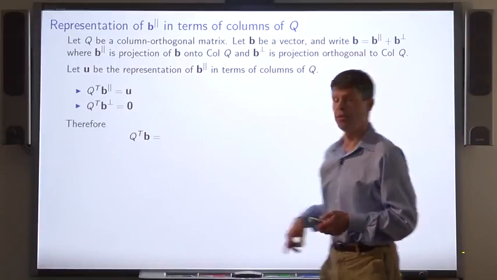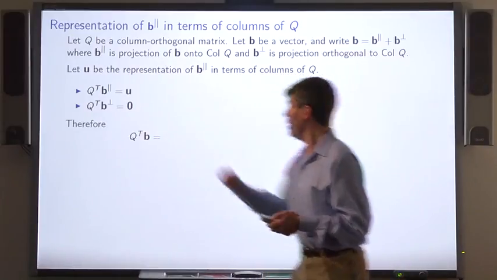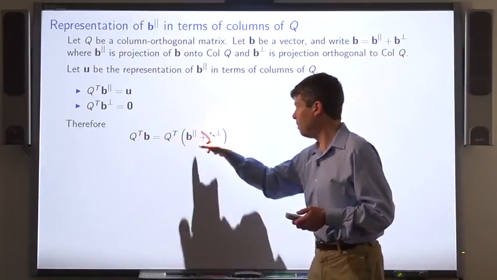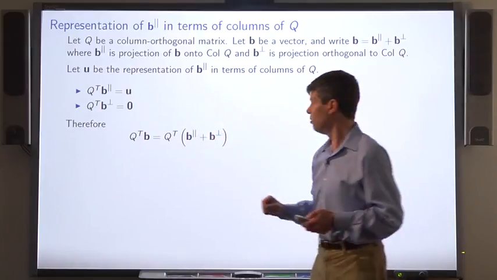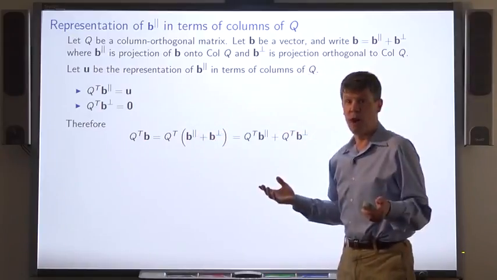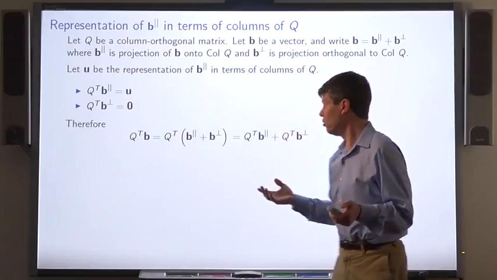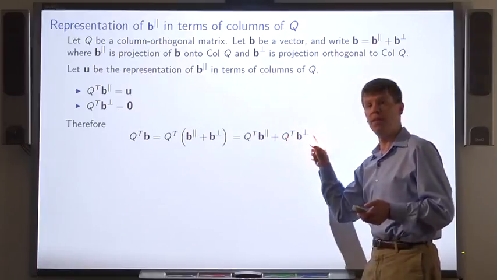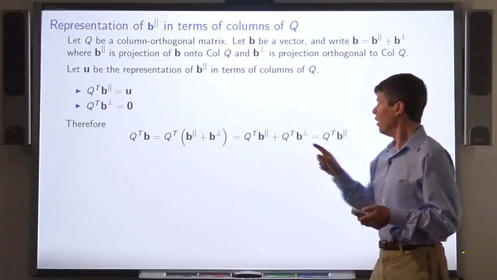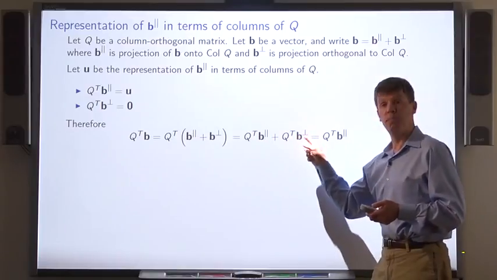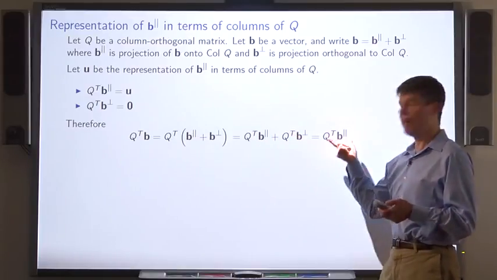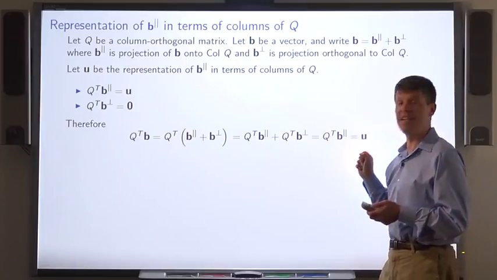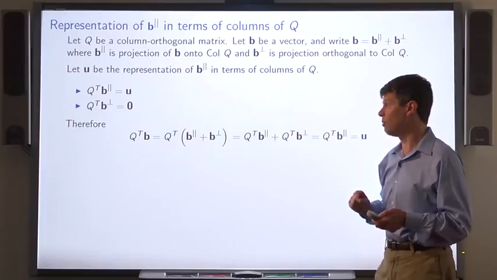Now let's put these together. Q transpose times B, well, B is the sum of B parallel and B perpendicular. So this is Q transpose times B parallel plus B perpendicular. Now we can use an algebraic property of matrix vector multiplication to rewrite this as Q transpose times B parallel plus Q transpose times B perpendicular. Well, Q transpose times B perpendicular is 0. So we're left with Q transpose times B parallel, which is U, the coordinate representation of B parallel in terms of the columns of Q.